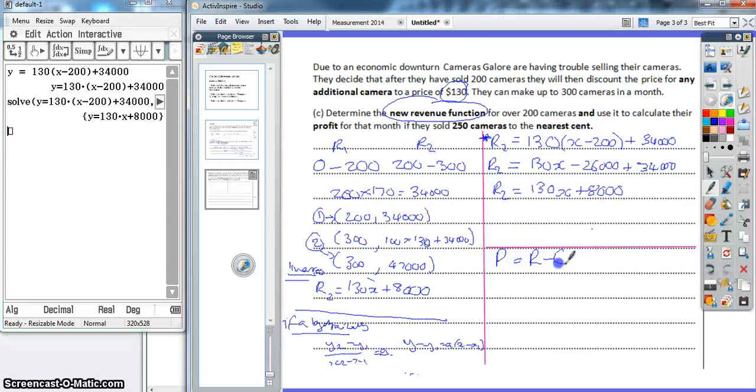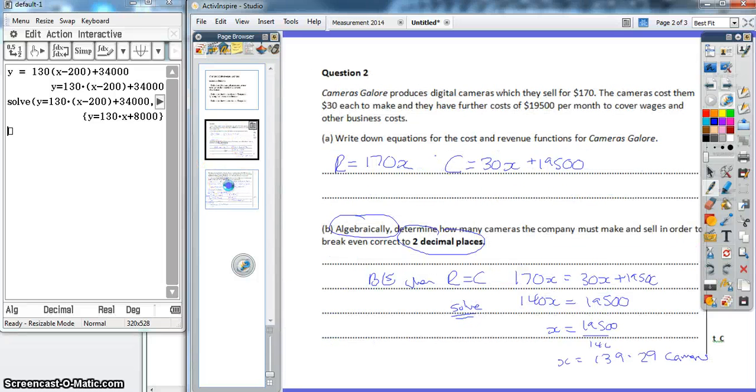Now profit equals revenue minus costs. So 250 is in our second zone of our revenue 2. Revenue 1 is from 0 to 200, revenue 2 is from 200 to 300, so 250 cameras is going to fit in here. So it's going to be profit equals revenue 2 minus cost. Profit then is going to be 130x plus 8,000 minus, and use your brackets here, our cost equation was 30x plus 19,500.